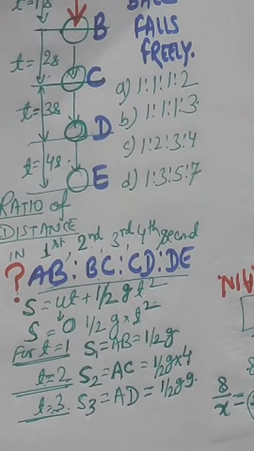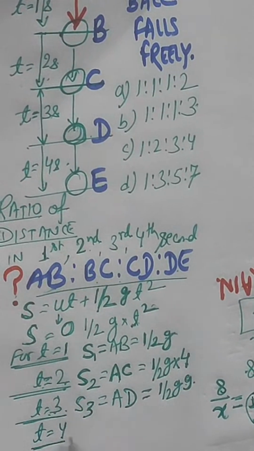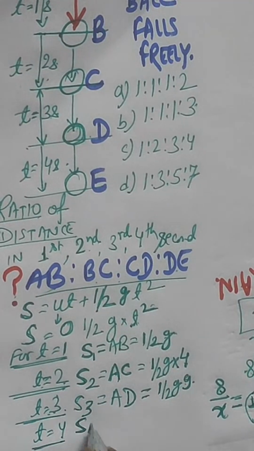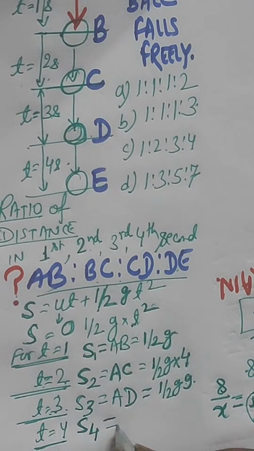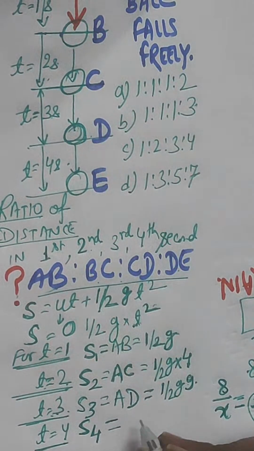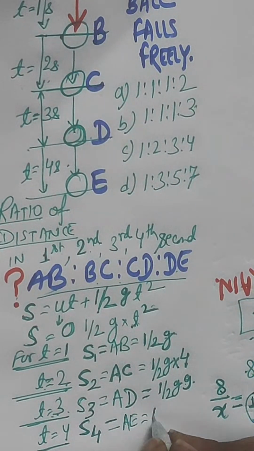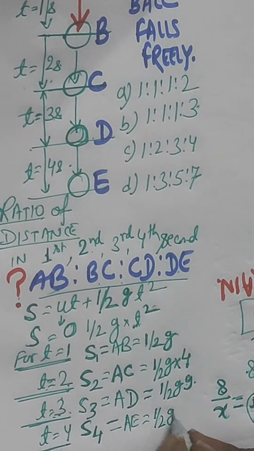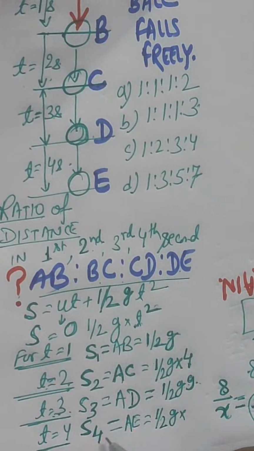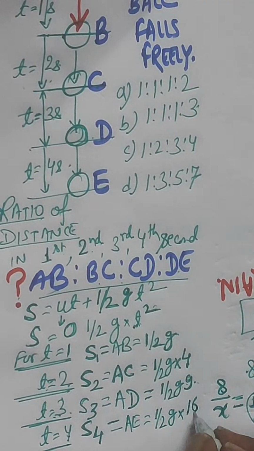Now, for the fourth second, for t equal to 4, the S4 will be equal to A to E. A to E will be equal to 0 plus half gt square. That means half into g into t square. T square is nothing but 4 square, so it will be 16.